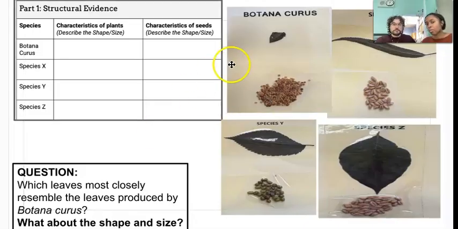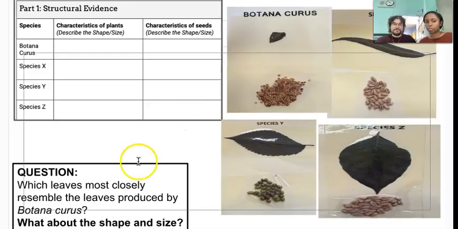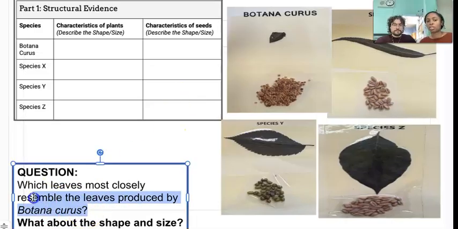And then you're going to do the same thing for each species, X, Y, and Z, writing down what you notice and how you're going to describe first on this side only the leaves, and then on this side what the seeds look like. Be as descriptive as possible. And then we want you to think about which leaves most likely resemble Botanicurus. So you're comparing each of the species to Botanicurus.